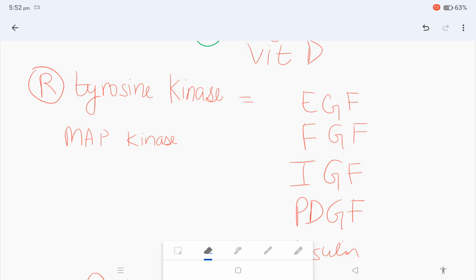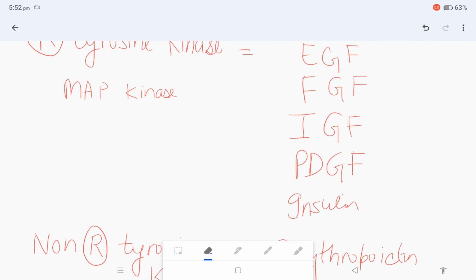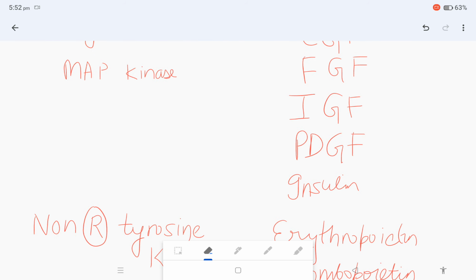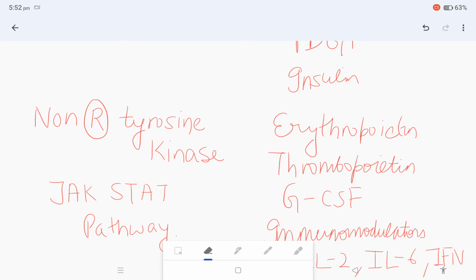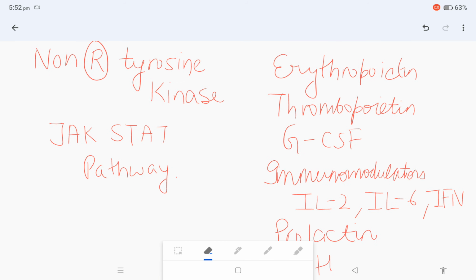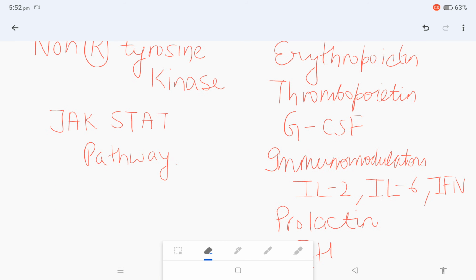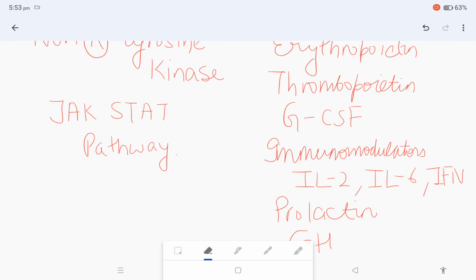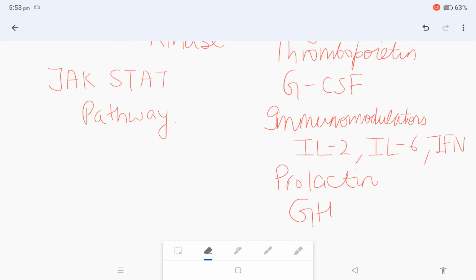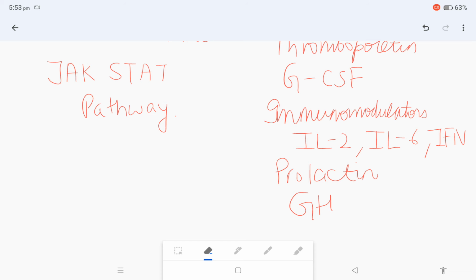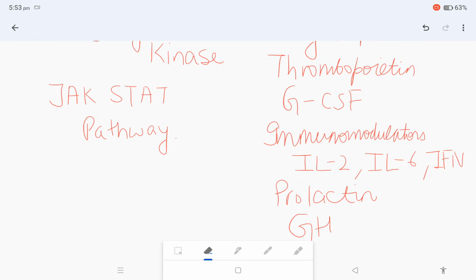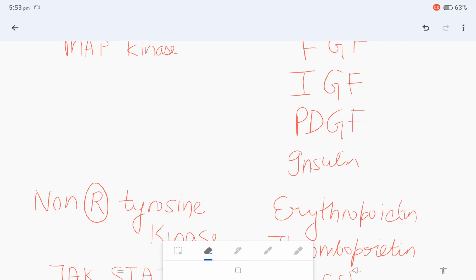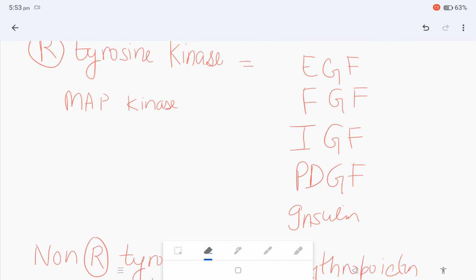Then we have receptor tyrosine kinase, all the growth factors: EGF, IGF, FGF, PDGF, and insulin. Non-receptor tyrosine kinase, that is JAK-STAT pathway, all the hematopoietic things: erythropoietin, thrombopoietin, GCSF, immunomodulators, interleukin 2, interleukin 6, interferons, prolactin, and growth hormone. So that were all the receptors, hormone signaling pathways which we need to remember.